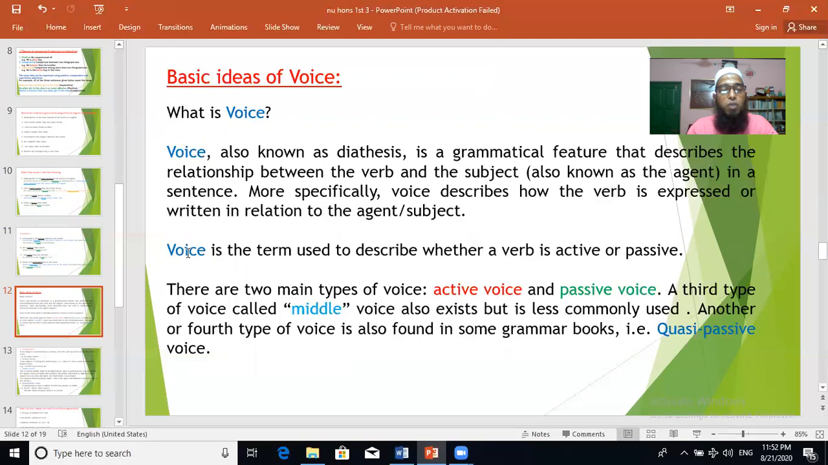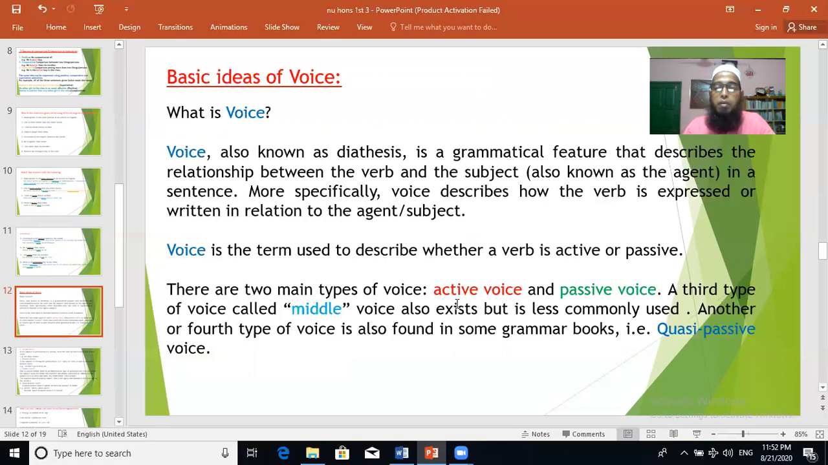In other words, we can say voice is the term used to describe whether a verb is active or passive. There are two main types of voice, you know. We are very much familiar with active voice and passive voice, and usually we have to change from active to passive or passive to active.